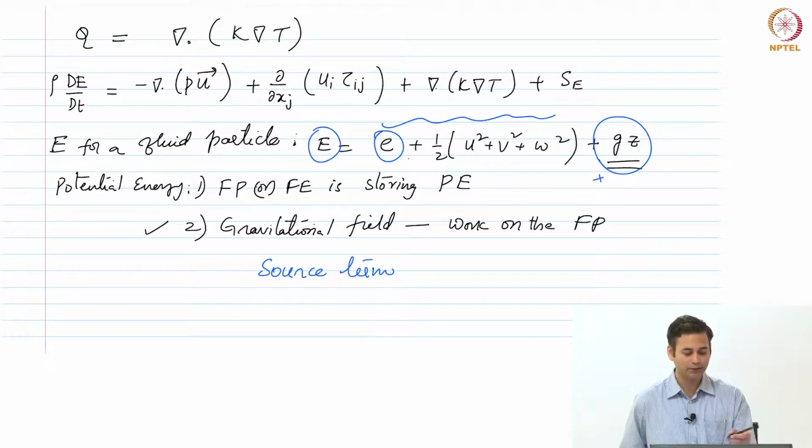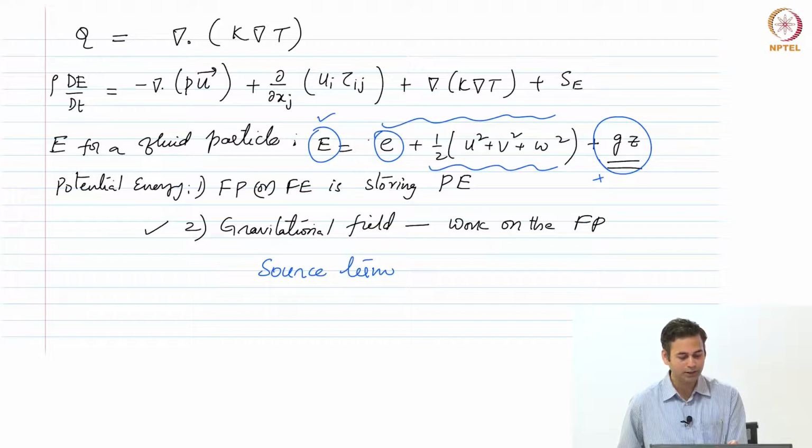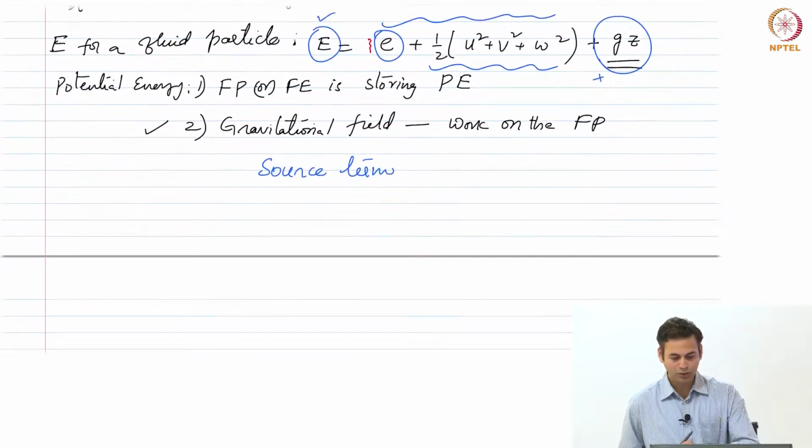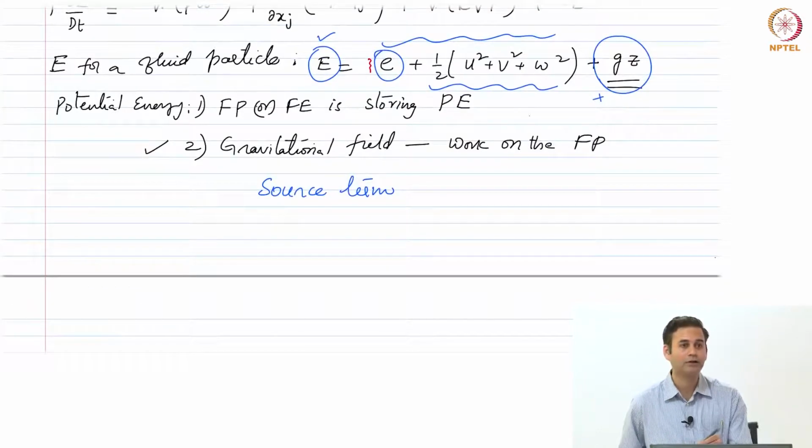Now what do we have to do? If we want an equation for little e, we already have an equation for capital E, so we have to write an equation for the kinetic energies and subtract that from the equation for capital E, right. Then we can get an equation for the little e, okay. So that's what we're going to do. So now how do I get an equation for the kinetic energies?